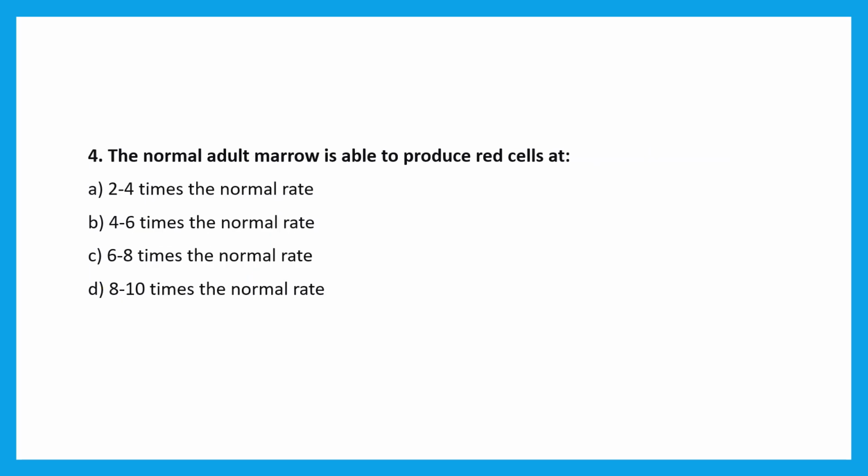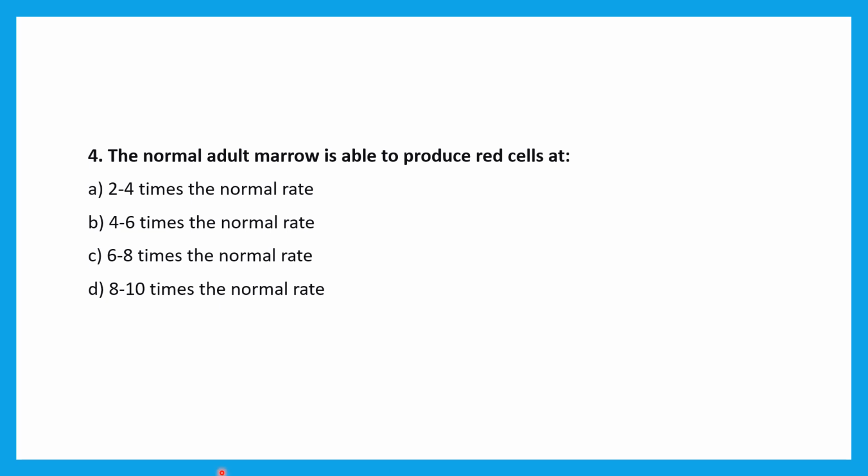The normal adult marrow is able to produce red cells at A, 2 to 3 times the normal rate, B, 4 to 6 times the normal rate, C, 6 to 8 times the normal rate, D, 8 to 10 times the normal rate. Which one is the correct answer? I think I even explained in the previous explanation that 6 to 8 times the normal rate is the answer to this question. The normal adult marrow is able to produce red cells at 6 to 8 times the normal rate.